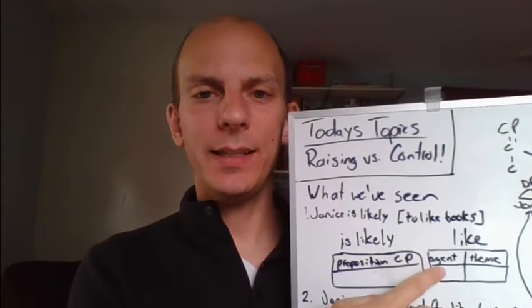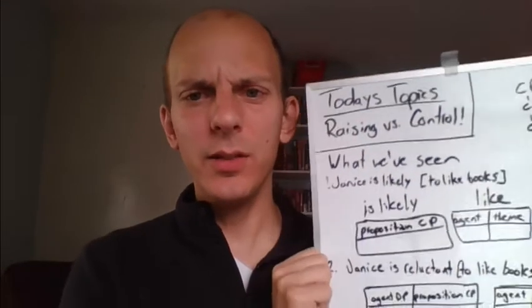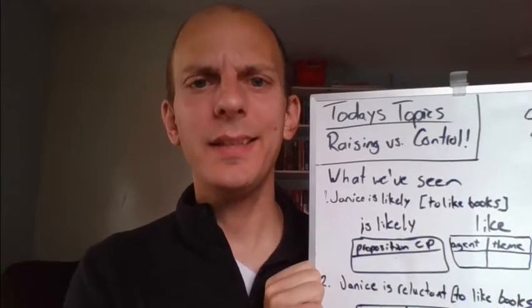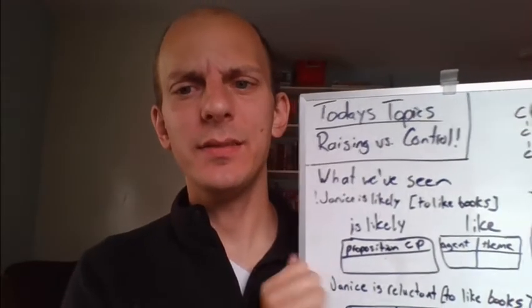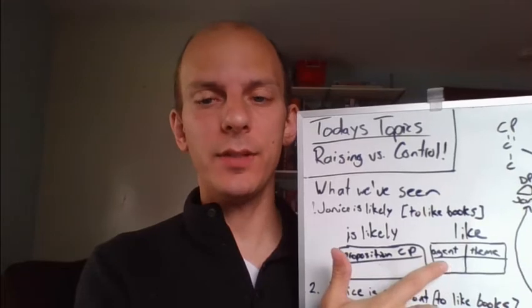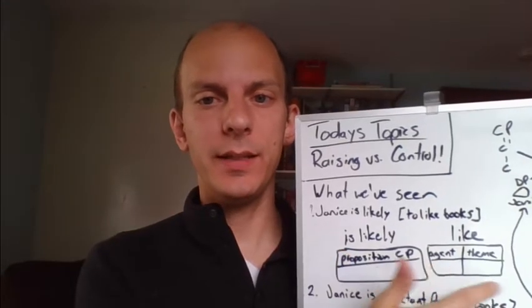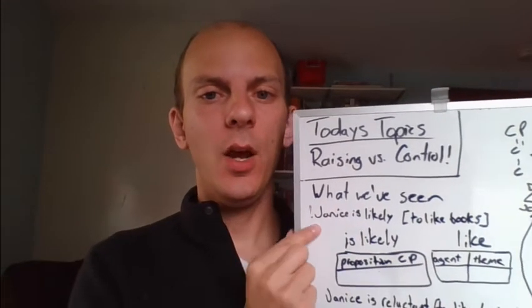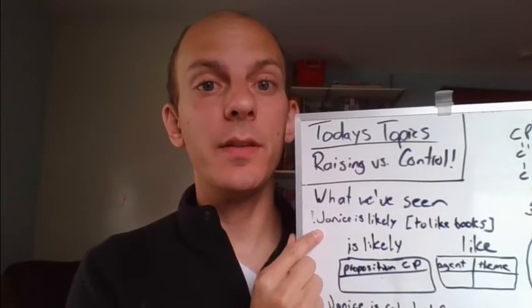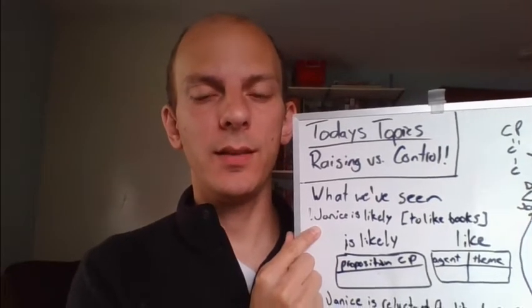Who's doing the liking? Who likes books in this scenario? Janus likes books. Janus is the agent of the liking here. Okay, this one's problematic. We're going to have to figure this out in the tree structure later on.